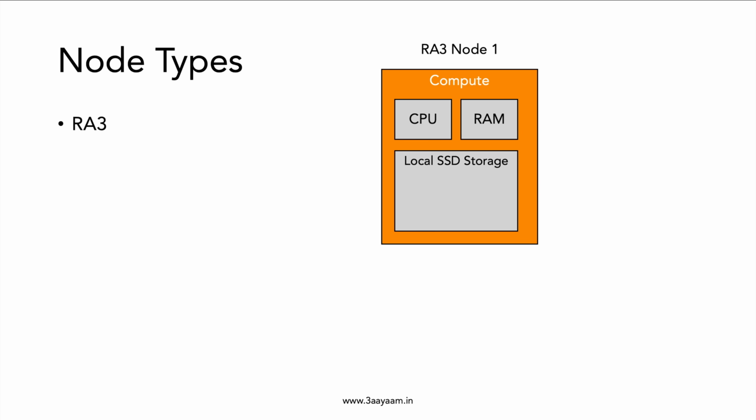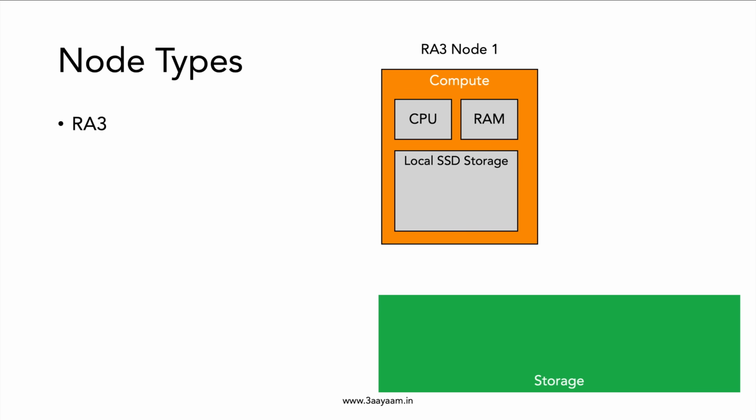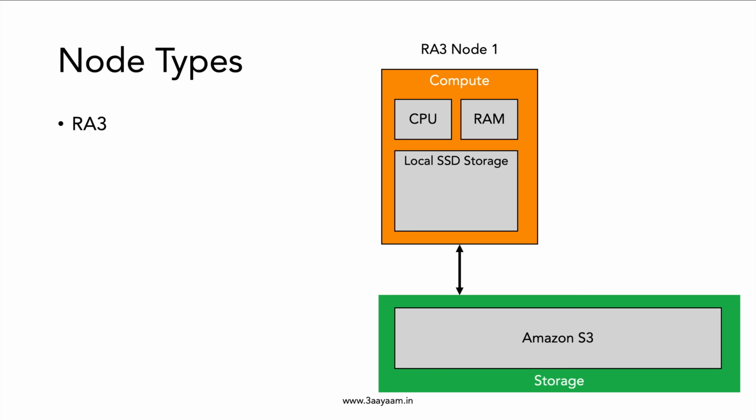In addition to the local SSD storage that is attached to the compute node in RA3 node types, this RA3 compute node has access to an external storage also. The access is done via a fast network, but the storage is hosted by Amazon S3. So in addition to the local SSD storage, the RA3 nodes have access to Amazon S3 storage. There's network connectivity between the compute node and S3.